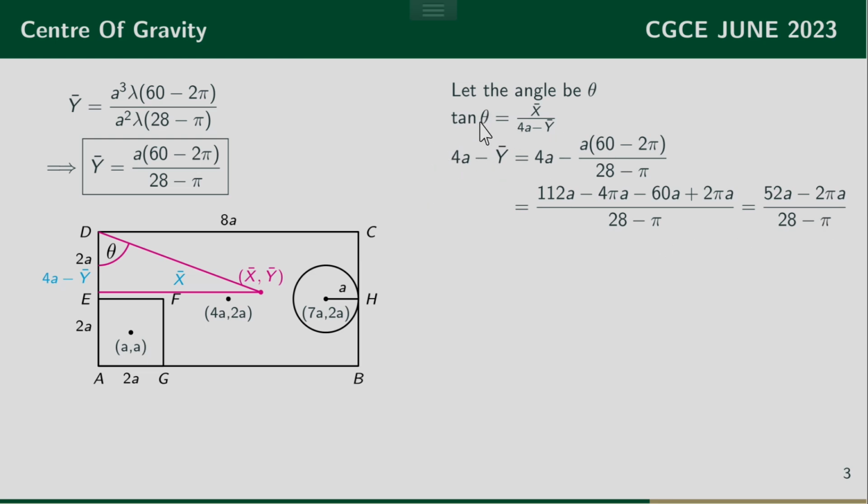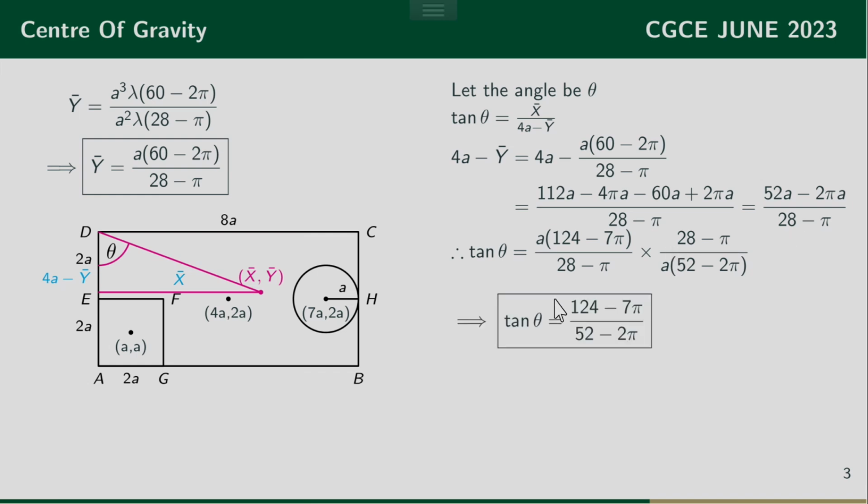Now let me take this back into the formula to obtain the tangent of that angle. So tan theta will be x bar, which is this quantity, divided by 4a minus y bar. So if I exchange it to multiplication, I have to find the reciprocal of this fraction. So I will now have 28 minus pi divided by a into 52 minus 2 pi. Now 28 minus pi strike off with each other, and I'm left with an a as well, take care of each other, and the tangent of the angle of suspension at D would be 124 minus 7 pi divided by 52 minus 2 pi.